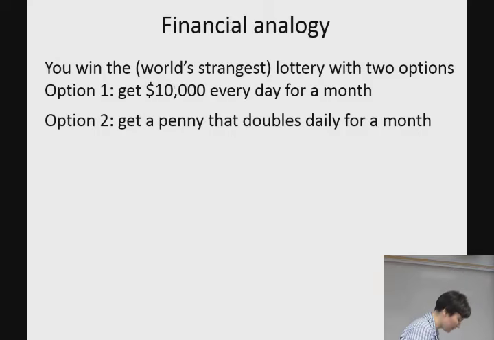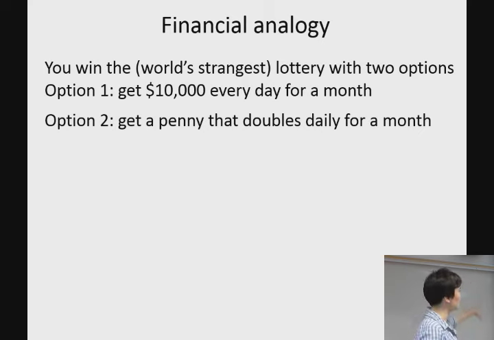Now, an analogy for exponential growth that will illustrate, I think, powerfully how quickly things can change when they're exponentially changing, and how counterintuitive it is, is this example. You win the lottery and you have two options and you have to decide which one you're going to choose. So the first option, you will receive $10,000 every day for a month, say the month is 30 days long. And the other option, you will receive a magic penny that doubles in value every day for 1 month.